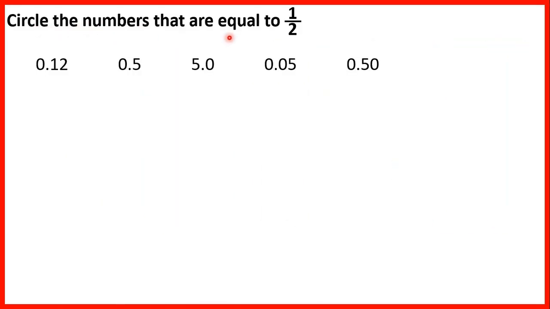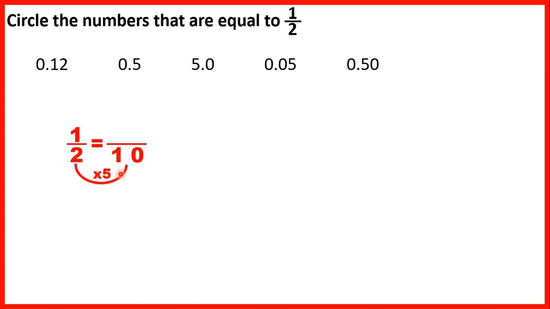Circle the numbers that are equal to 1/2. Notice it says circle the numbers with an S on the end, which tells us that we'll need to circle more than one number. So we're given a fraction, but we have decimals. So let's change our fraction into a decimal. Remember, the first digit after the decimal point tells us how many tenths we have, and we can change 1/2 into tenths by finding an equivalent fraction with a denominator of 10.